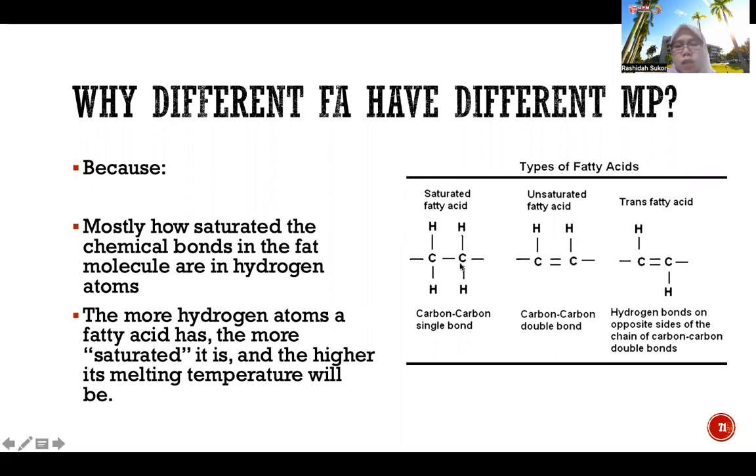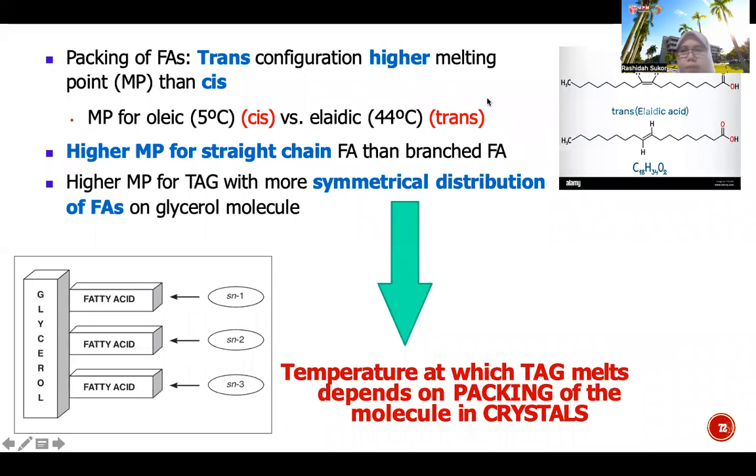Because of that reason. Okay, so you see here the hydrogen bond on the opposite side ni, hydrogen bond are the bond between hydrogen and other molecule, other carbon. Okay, mostly dia attach because hydrogen dia ada satu bond saja, so dia akan normally attach with either oxygen, nitrogen, or carbon. Okay, in this case, dia carbon lah. Okay, hydrogen on opposite side of the carbon chain of the carbon double bond. Okay, because of the hydrogen bond. Okay.